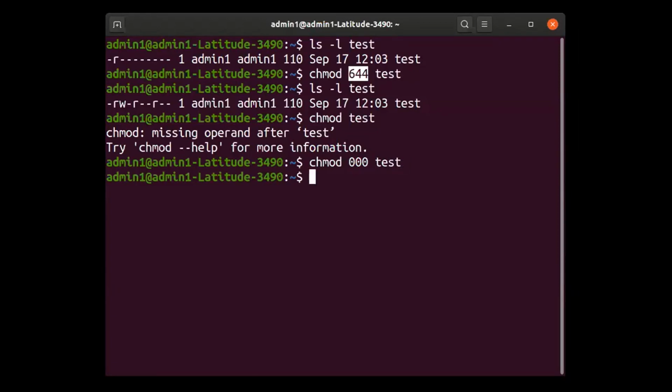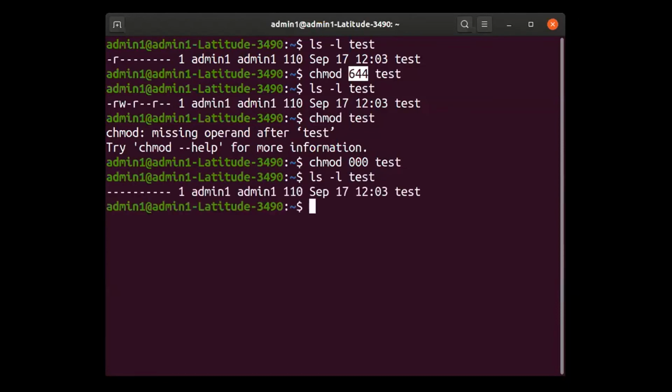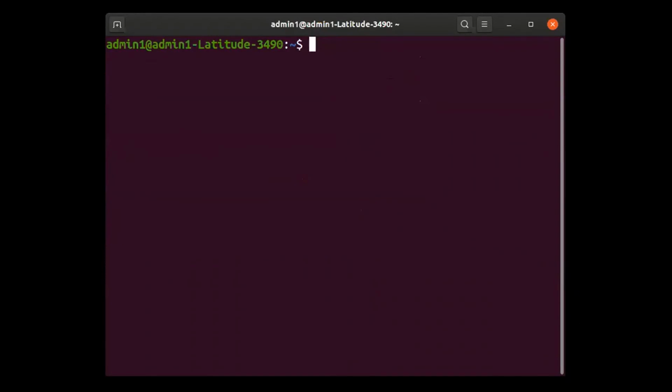And see the beauty of this. Now I will say ls minus l, I have removed the permission. So cat test, as usual, it will give me permission denied, right? Okay, now watch out carefully. This is a more worse scenario in the world of Unix.